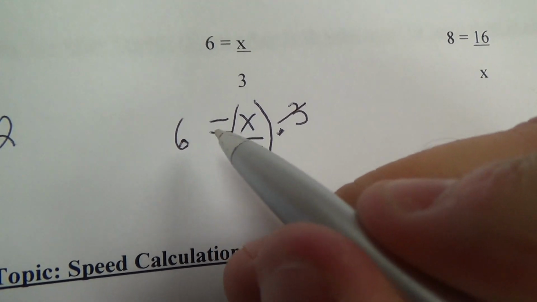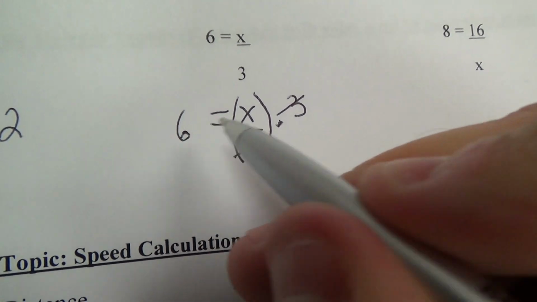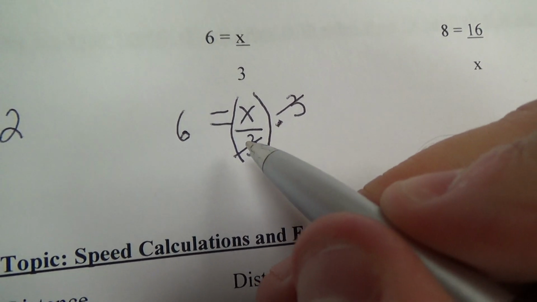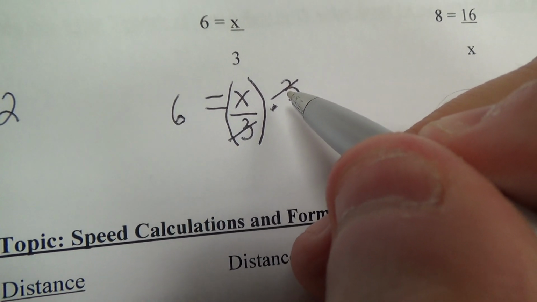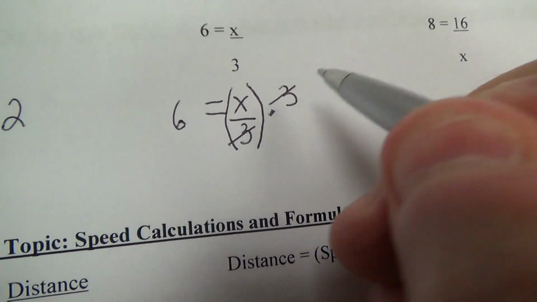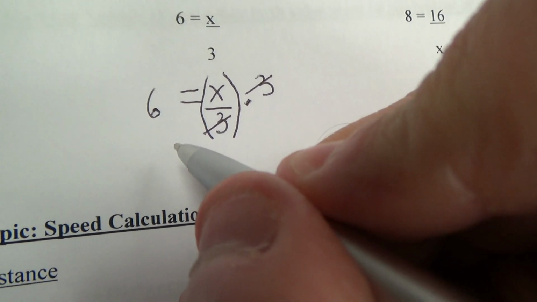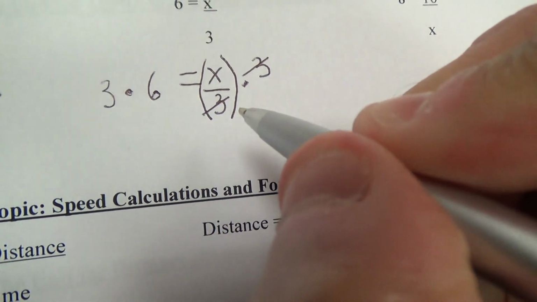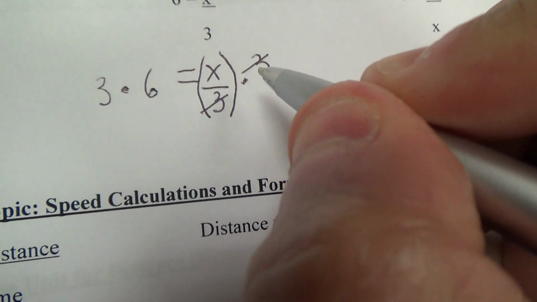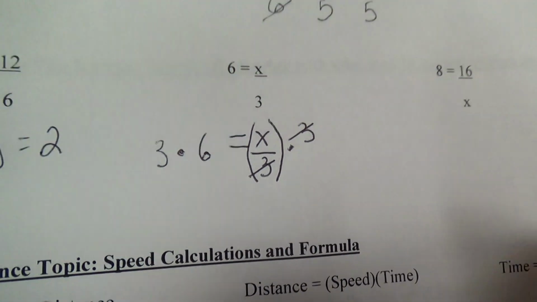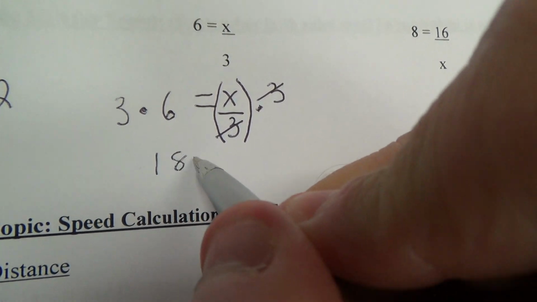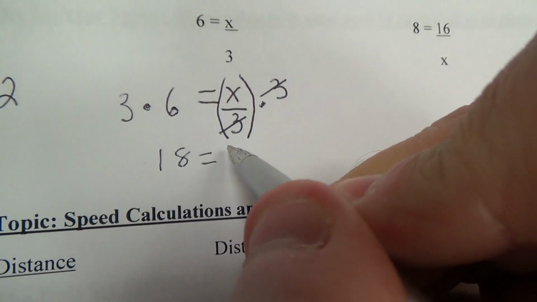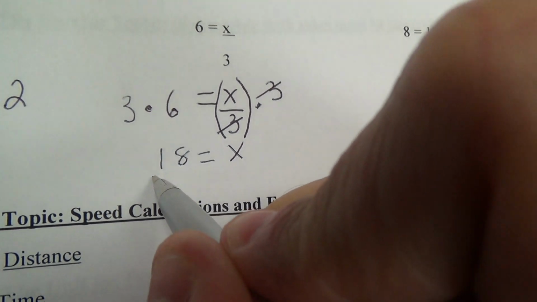But wait a minute. We said algebra equations with an equal sign have to be equal on both sides. So whatever I did here, I got to make sure I multiply by 3 over here. See, I multiplied by 3 here. Look how nice that is. That thing just cancels right on out. Now wait a minute. I also have to multiply by 3 there. See what I did right here? Both sides have to be the same. So this cancels out. And what's 3 times 6? 18. So 18 equals, cancel, cancel, x.